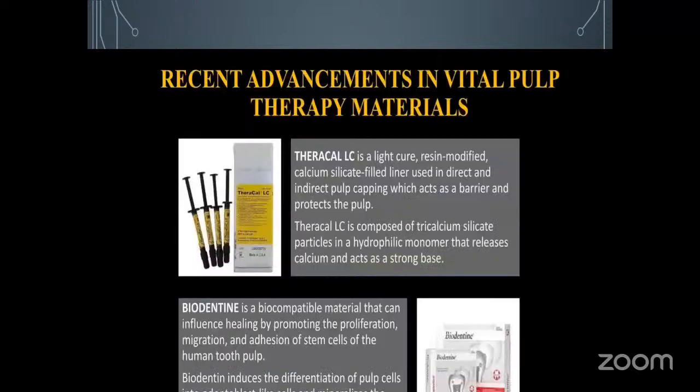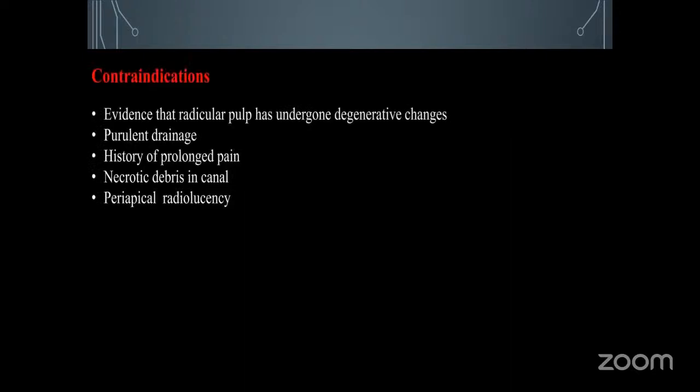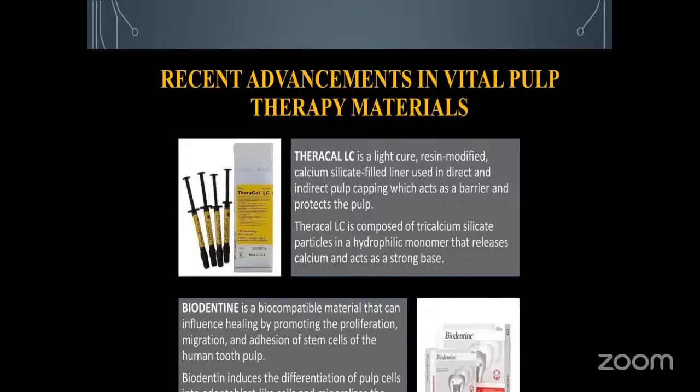How do we do an apex closure? Again, we'll be opening the canal, cleaning the pulp, and applying medicament. Because of this medicament, there will be activation of the stem cells or growth factors at the lower area, and there will be apex closure taking place. Contraindications, as I told, are periapical lesion, evidence of any radicular pulp or discharge, or periodontal diseases. We cannot do apexogenesis.